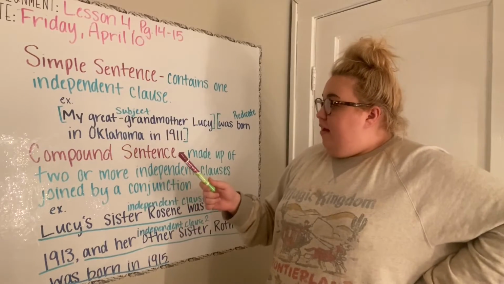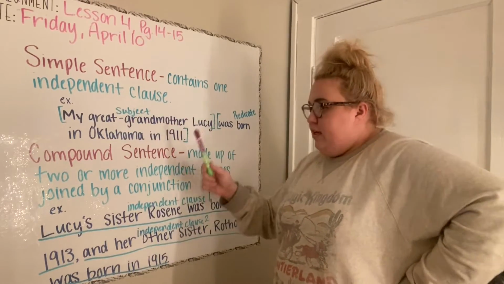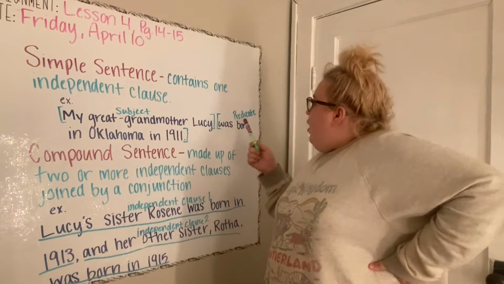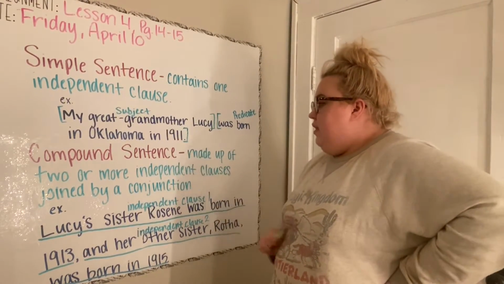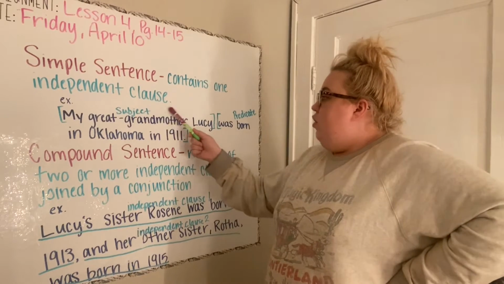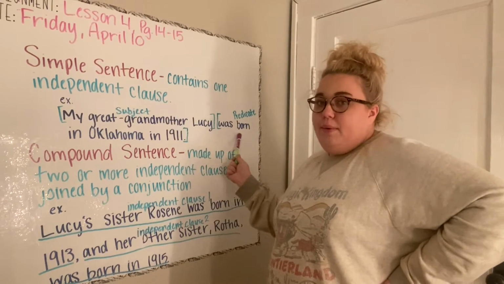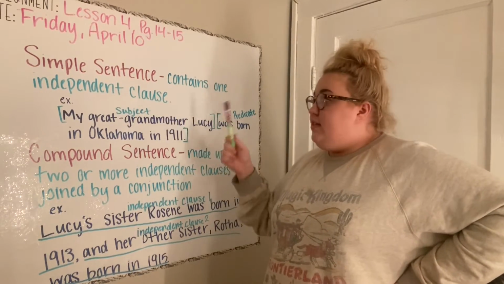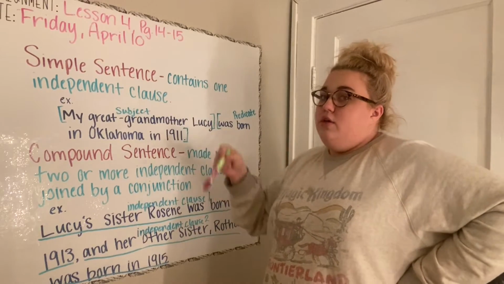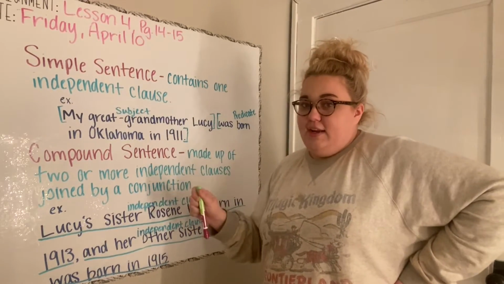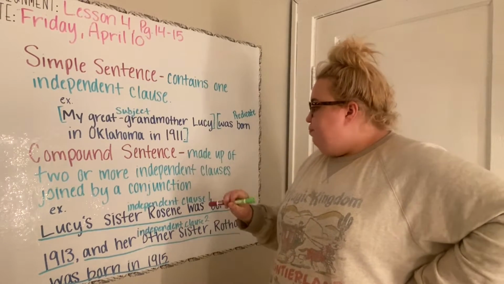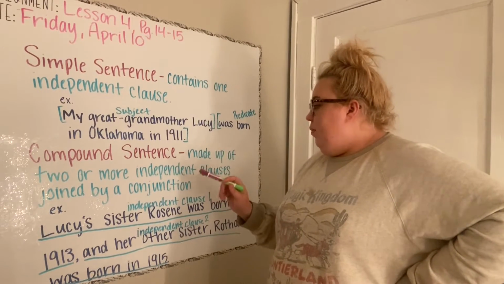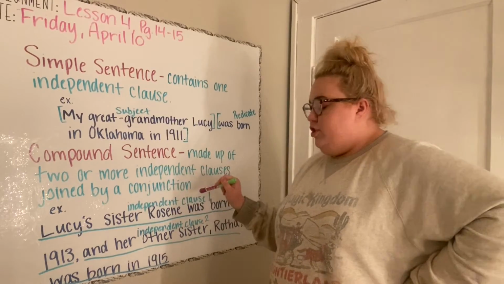The subject of it is my great-grandmother Lucy. Okay? Then the predicate is that she was born in Oklahoma in 1911. Okay? It tells us who we're talking about and what that person's doing. That's an independent clause, and it's also a simple sentence. So an independent clause is a simple sentence. It's the same thing. So a compound sentence is made up of two or more independent clauses joined by a conjunction.